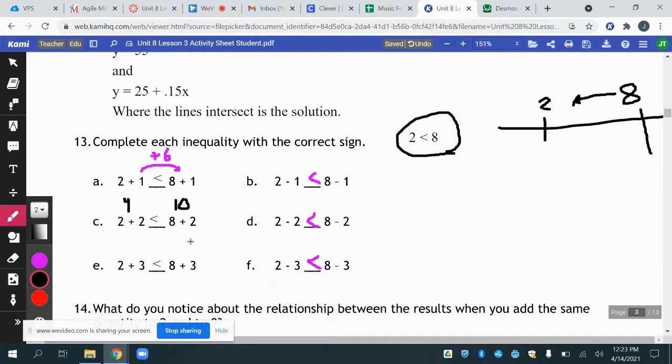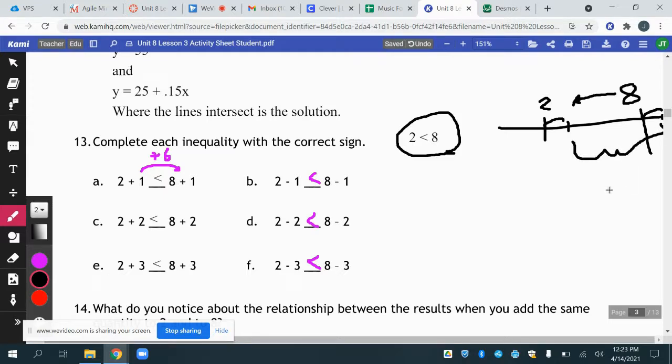The one on the right is still bigger. Will that ever change? I would tell you no, because the number on the left always still needs 6 added to get to the number on the right, because they're staying the same amount apart. It's like I move this guy over 1 to 3, and this guy over 1 the same way to 9. They're still the same amount apart, still 6 apart, 6 between them.